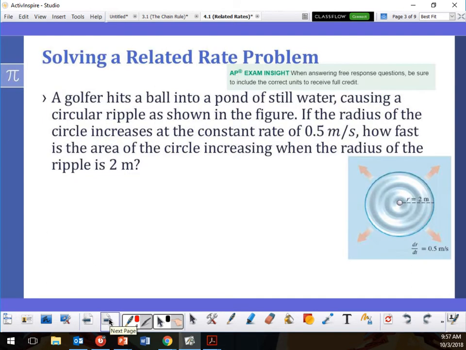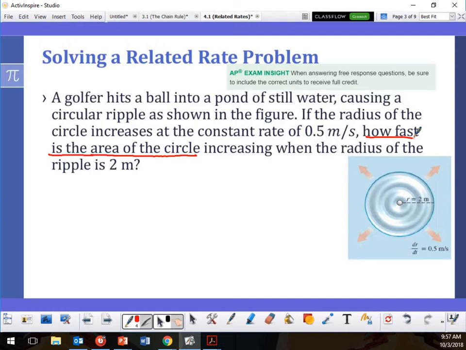So now, right here. A golfer hits a ball into a pond of still water, causing circular ripples as shown in the figure. If the radius of the circle increases at a constant rate of 0.5 meters per second, how fast is the area of the circle increasing when the radius of the ripple is 2 meters? Okay, important things. Area of the circle.